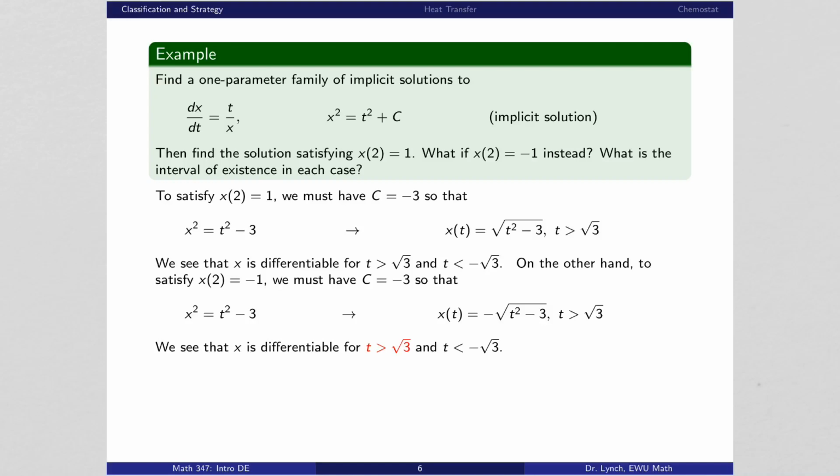Just as sort of a challenge problem, if anyone's had a little bit of experience with conic sections, I challenge you to graph in the xt plane what these different solution branches look like, and you can probably even find a solution corresponding to x of -2 equals 1 and x of -2 equals -1. Okay, so we can talk about that in class if you like.